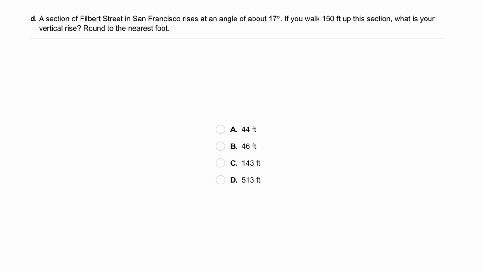And Part D. A section of Filbert Street in San Francisco rises at an angle of about 17 degrees. If you walk 150 feet up this section, what is your vertical rise? Round to the nearest foot.